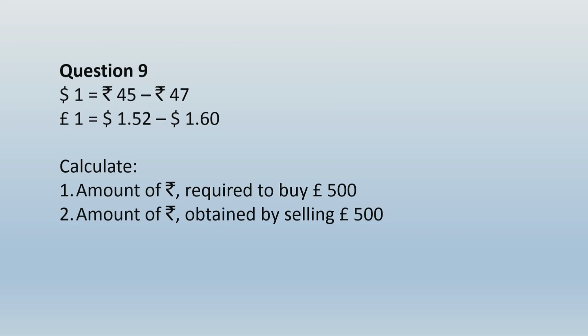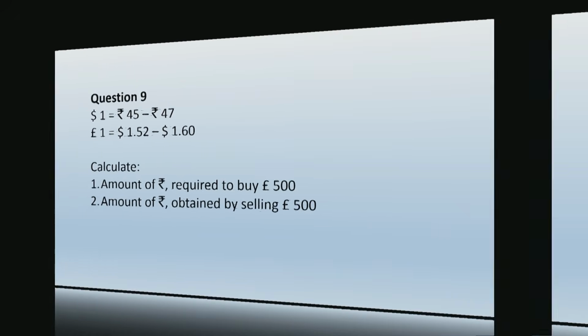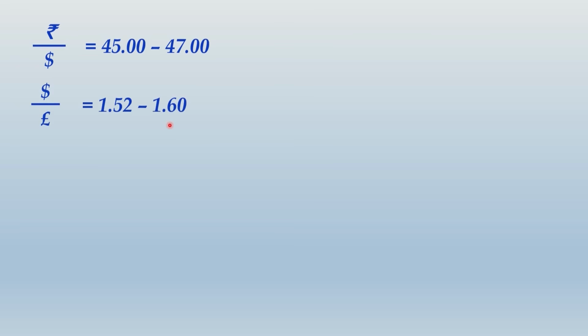So let us do one thing first. How to present the answer? Let us first note down. We would begin with rupees per dollar equals to 45 to 47. So we have just written this quote in a different format. What was given was $1 equals to rupees 45 to rupees 47. We have written rupees per dollar as 45 to 47, and likewise dollar per pound as 1.52 to 1.60.